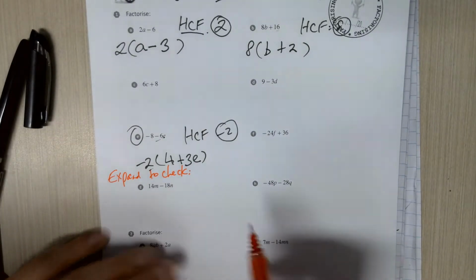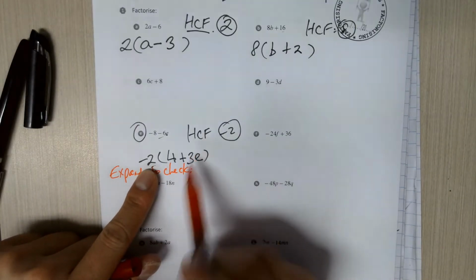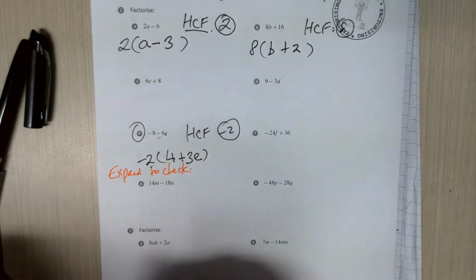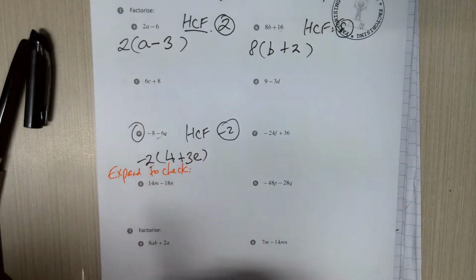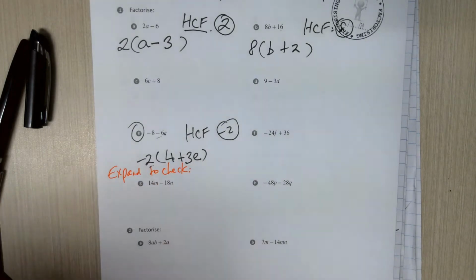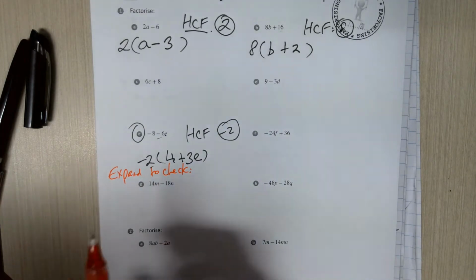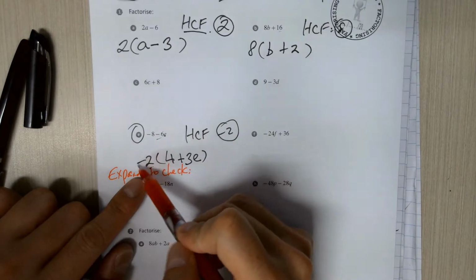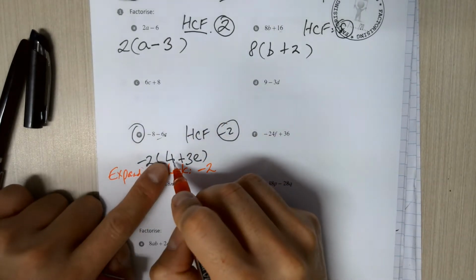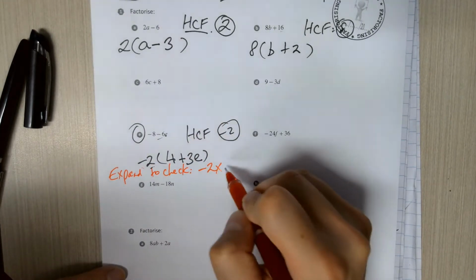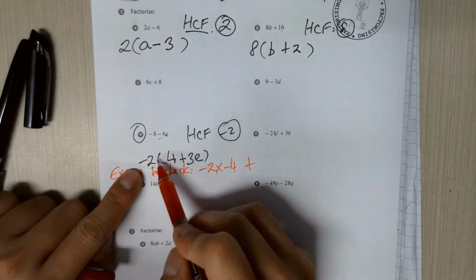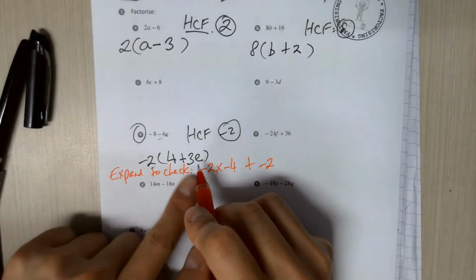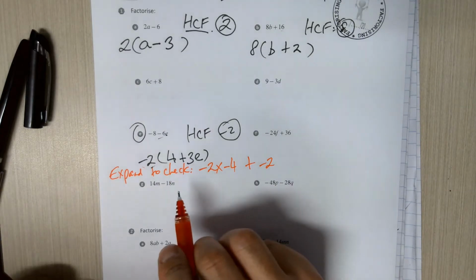How do we expand? What law do we use? Distributive law. Whatever is outside, multiply by the first term, plus whatever is outside, multiply by the second term. So let's check. Whatever is outside is 2 times the first term, which is -4, plus whatever is outside, which is -2, times the second term, which is 3e.